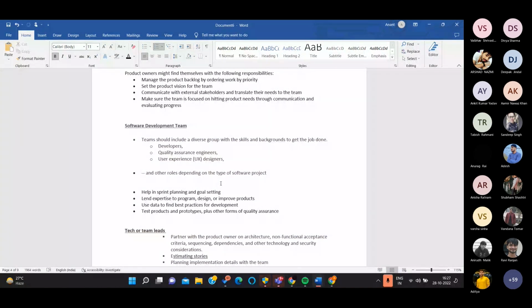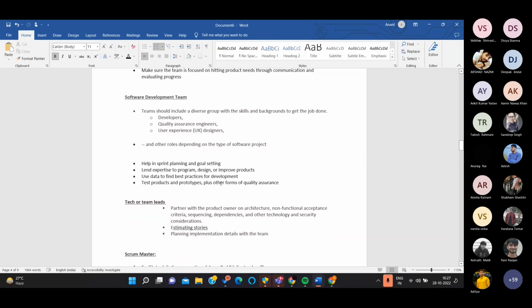If we take the software development team into consideration, they often help estimate how much effort a particular thing really needs in a product. The software development team helps with performing that particular product, and even the testing of the products, the prototypes, and how quality will be ensured is part of the software development team.